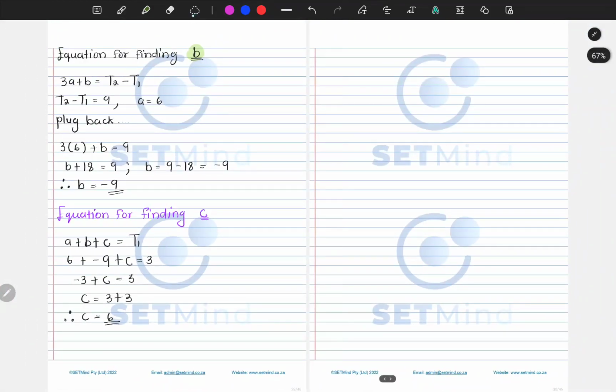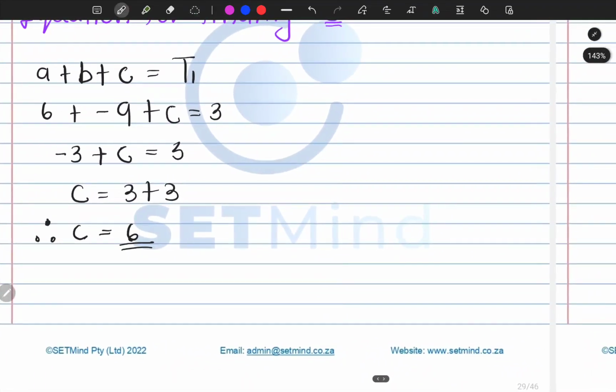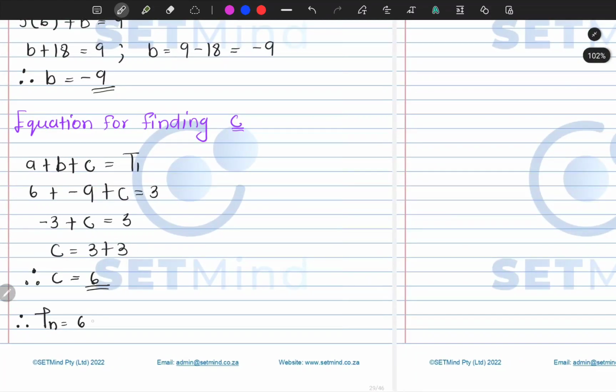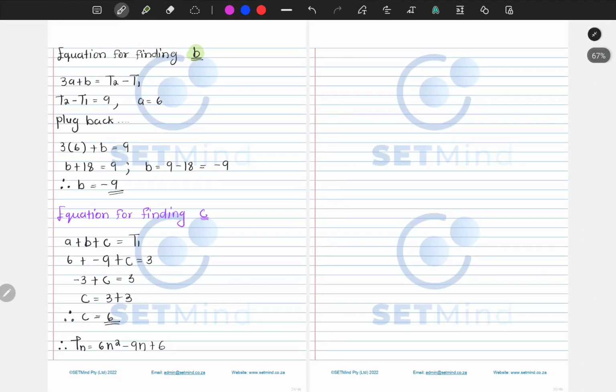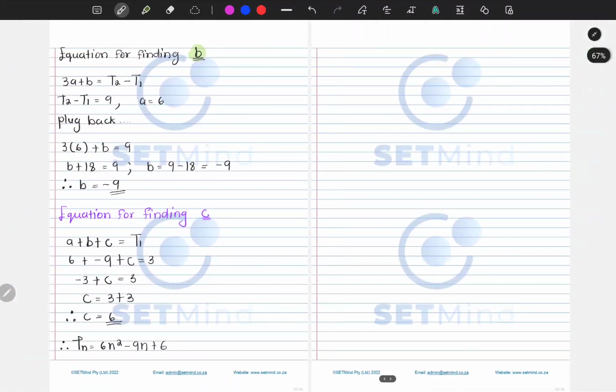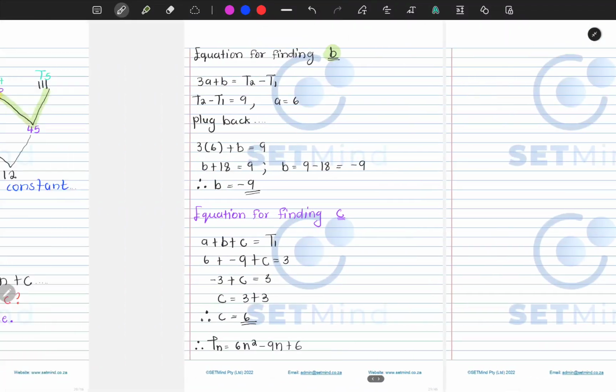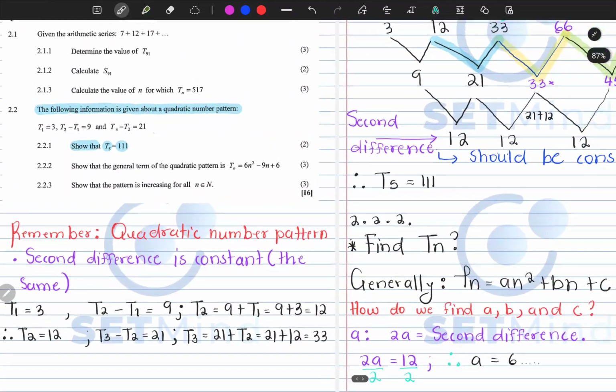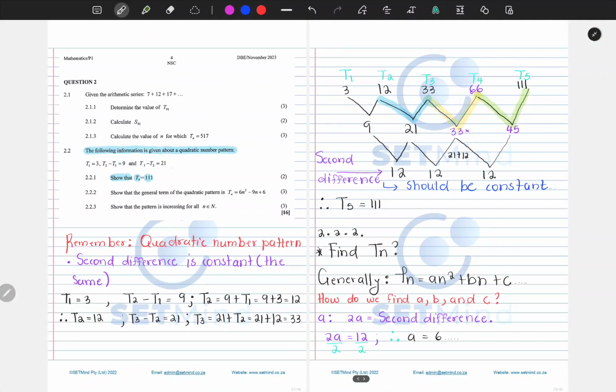So we can therefore now write the equation Tn, which is what they were saying we should prove. Our Tn is now, we need our a, which is 6, so it is 6n squared. Our b, remember we found minus 9, so it is minus 9n, plus our c is 6. If you look at this equation and what they were saying we should show, they are the same. 6n squared minus 9n plus 6. That is what they were expecting us to be able to do.